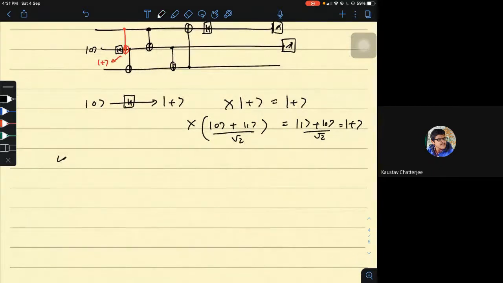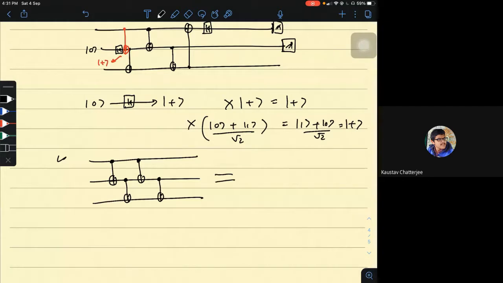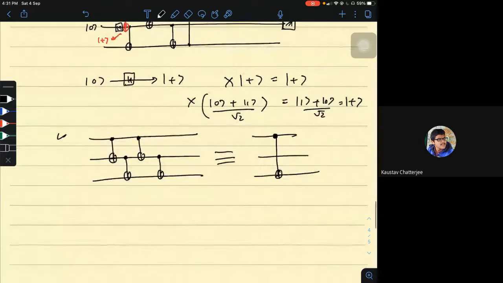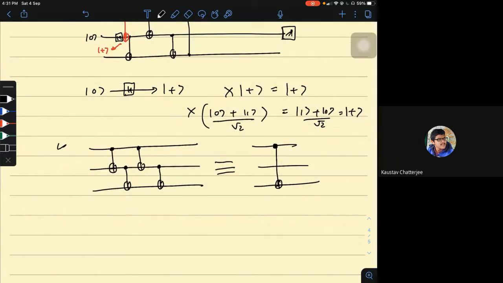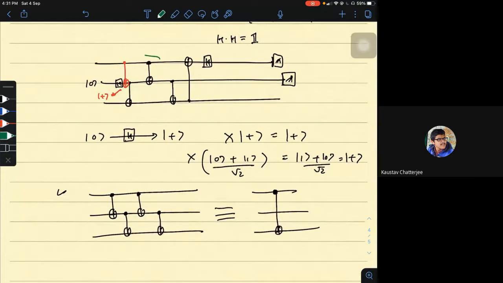Another thing to show, which you can try later, is that this set of gates is basically equivalent to my CNOT from here to here. This is a little non-trivial result, which you can try showing later by multiplying out. It is like the next question, the fourth question, where we try to show something like that, but not the same. So effectively, we use this identity over here and then we reduce this gate system to a CNOT between the first qubit and the third qubit.